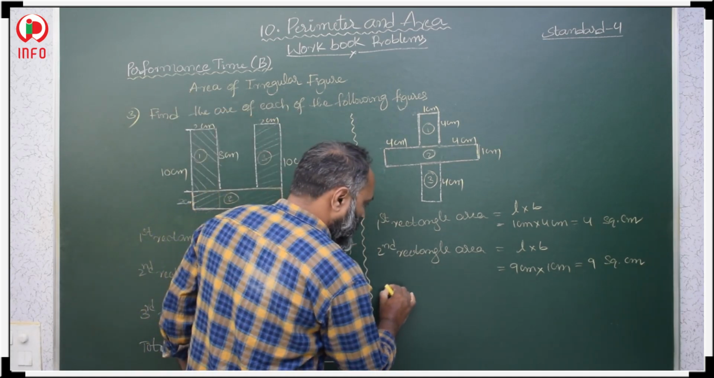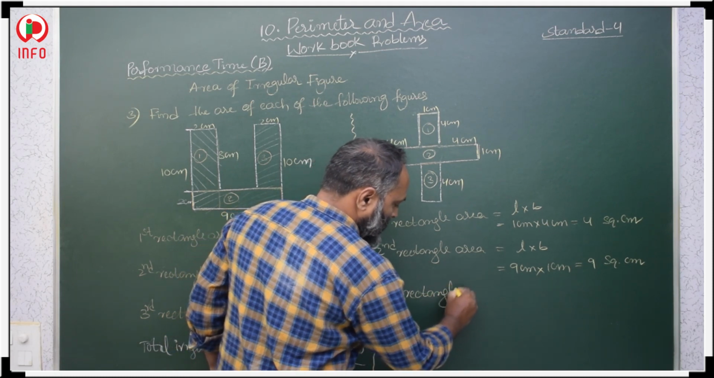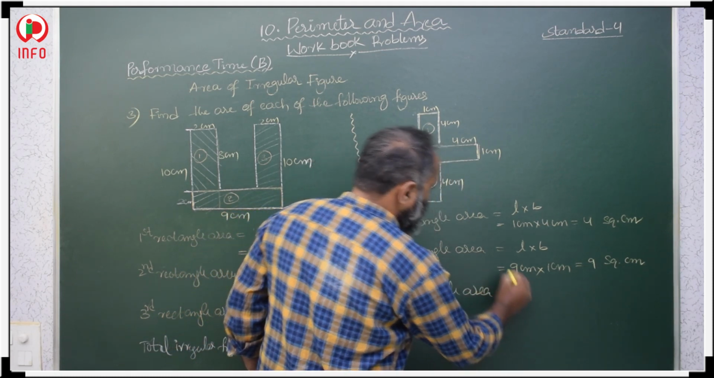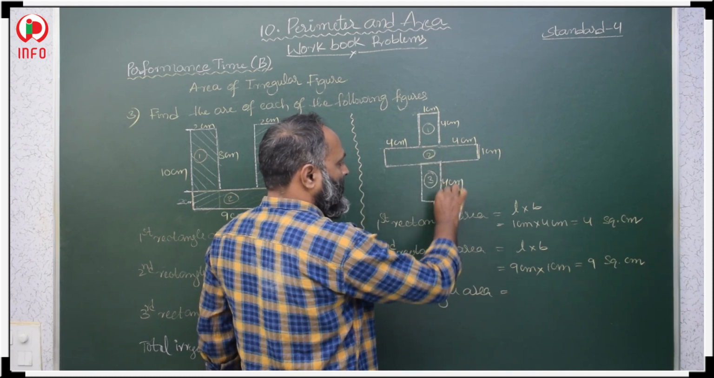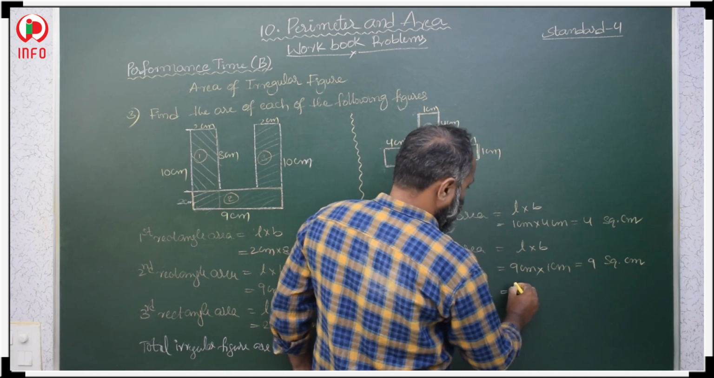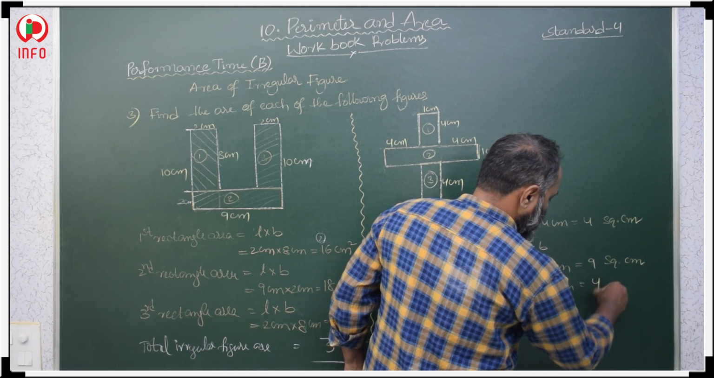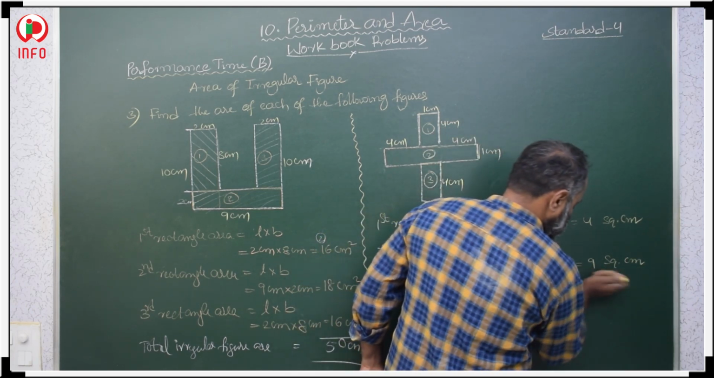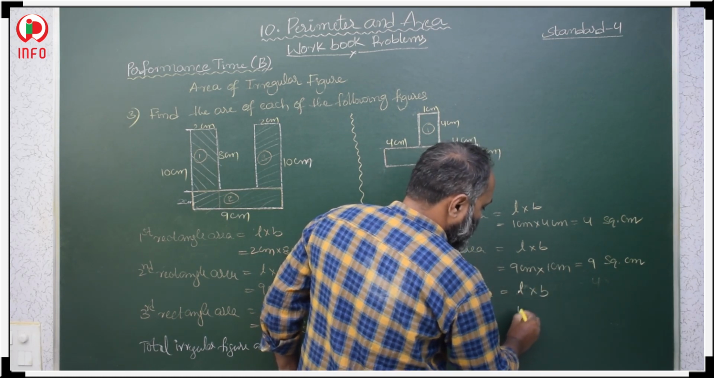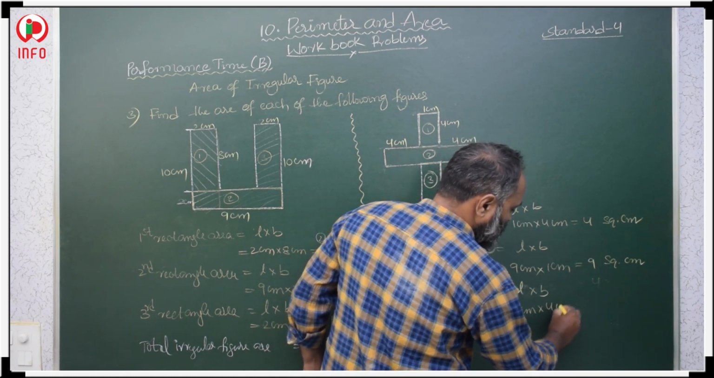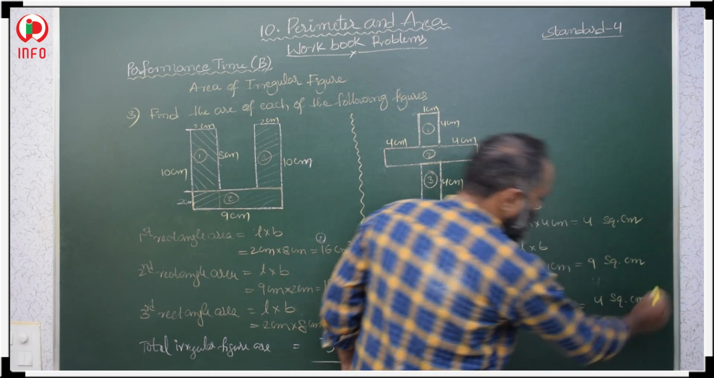Now, third rectangle area is equal to length into breadth. Length is 1 and breadth is 4. First write the formula: length into breadth. Length is 1 centimeter and breadth is 4 centimeters. 1 4s are 4 square centimeters.